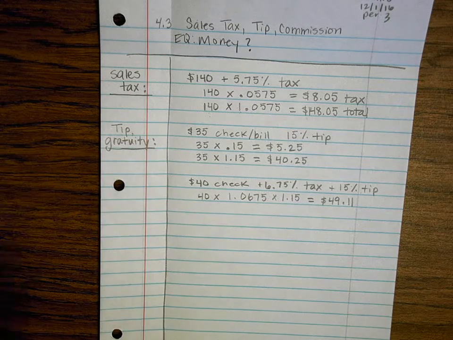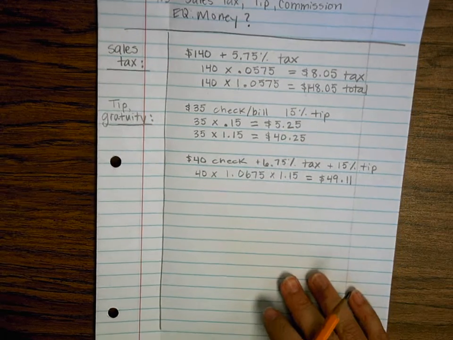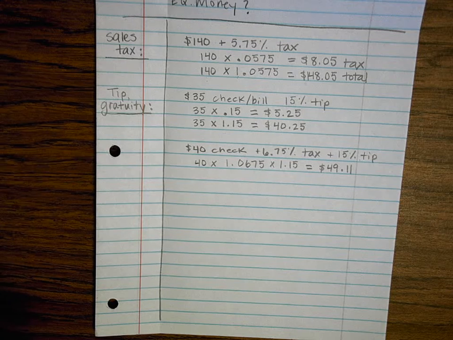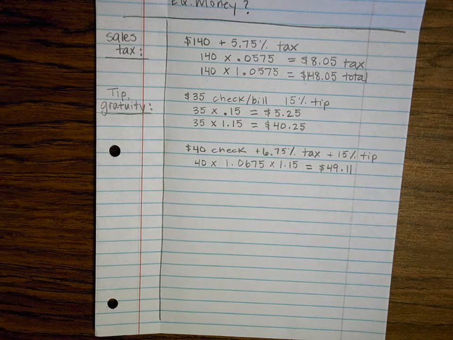Okay, so if you're given a word problem, which you probably will get one, it'll say, what is the total on a $40 bill with this tax and this tip? And so that's the shortest way to do that. You could find them individually and then add them together too, though. But why would you do that, right? That just takes too much time.